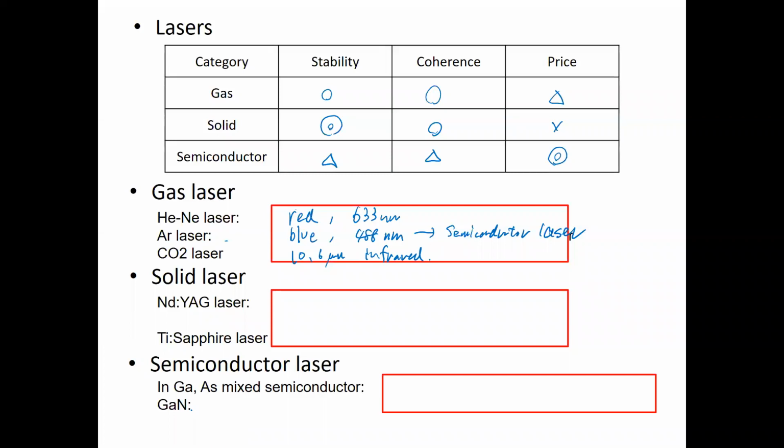In the solid lasers, we still have mainly two options. One is the neodymium YAG laser, yttrium aluminum garnet. The original wavelength is 1064 nanometer, which is near infrared. And of course, the original wavelength is a little bit difficult to use because you cannot see it.